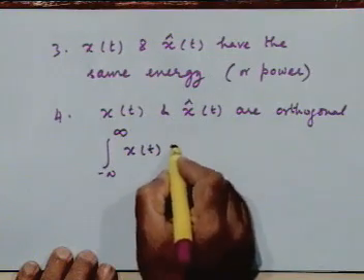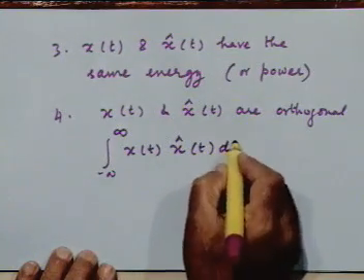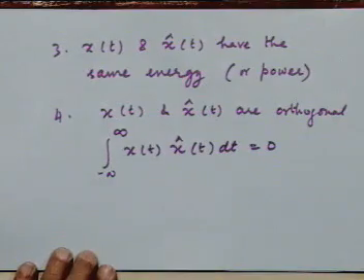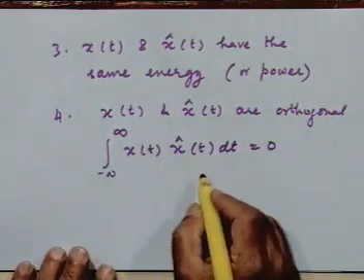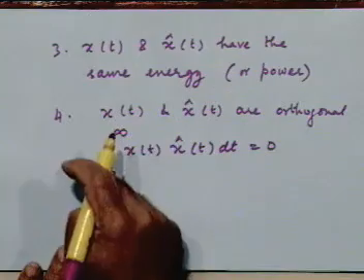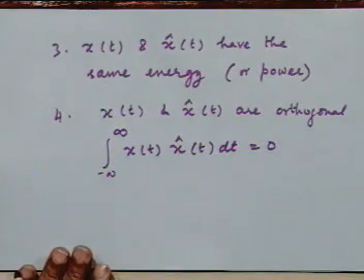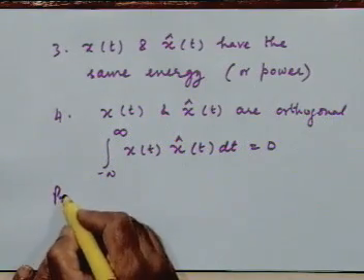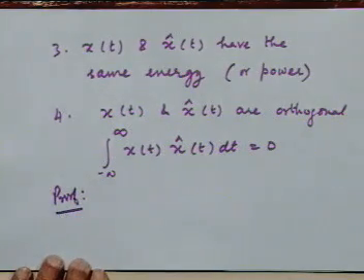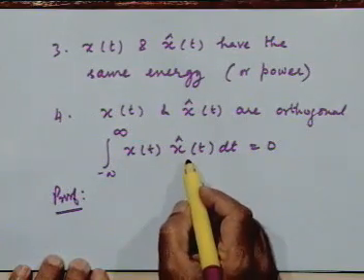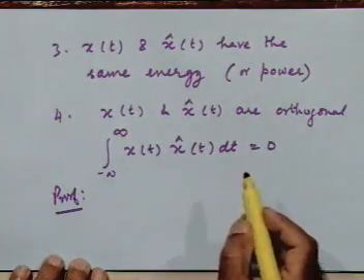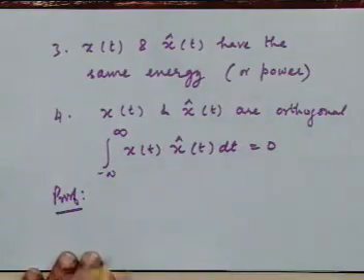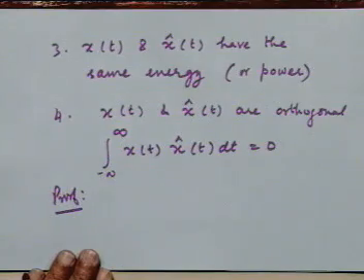Mathematically, this is written like this. Of course, this statement is for energy signals. For power signals, there will be a slight modification of the statement mathematically. How do we prove this? Proof. Any ideas? One way is to substitute for x hat(t) in terms of x(t), the convolution integral, and see what happens to this integral. That will be rather complicated, I can assure you. Right? Is there a simpler way?